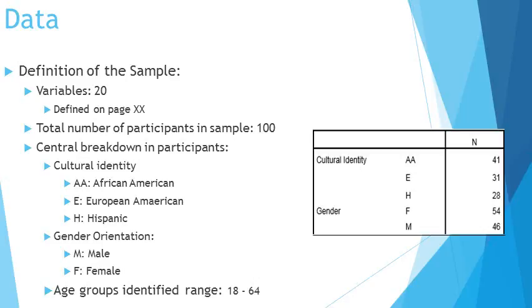The data that we used consists of 20 variables, with a total of 100 participants. It consists of 3 different cultural identity breakdowns: African American, European American, and Hispanic. The gender orientation possibilities are male or female. The age groups identified a range of 18 to 64.